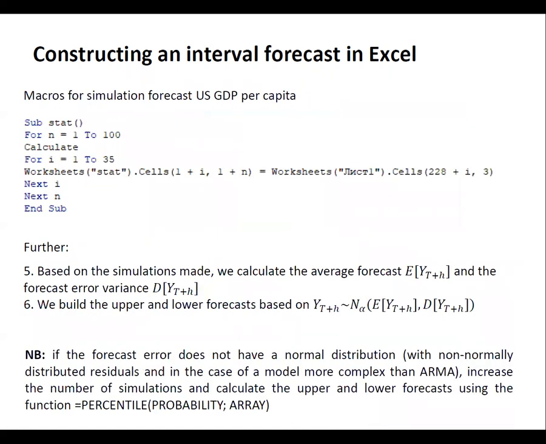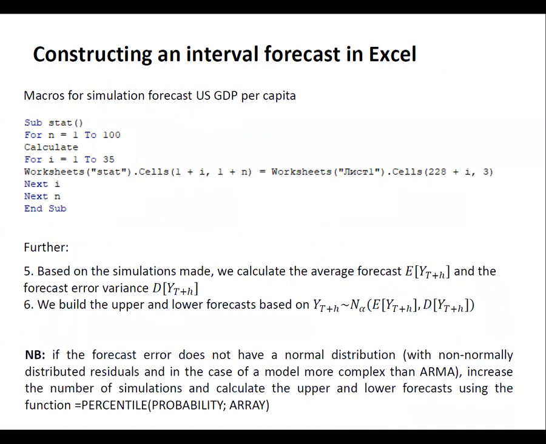Here I once again have a macros for simulated forecast, now for the US GDP per capita. Everything is the same as we had for inflation. We calculate the average forecast and the average variance of the forecast error through the sample variance formula, and build the upper and lower forecast based on the normal distribution of this forecast value with the parameters average forecast and error variance.